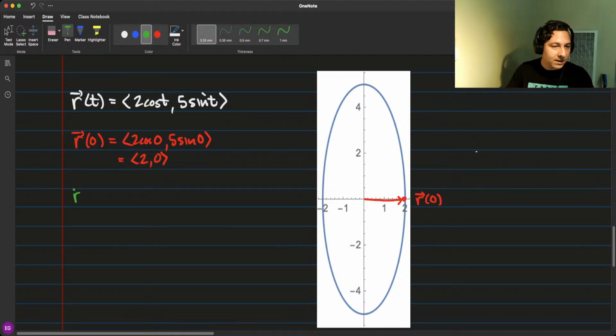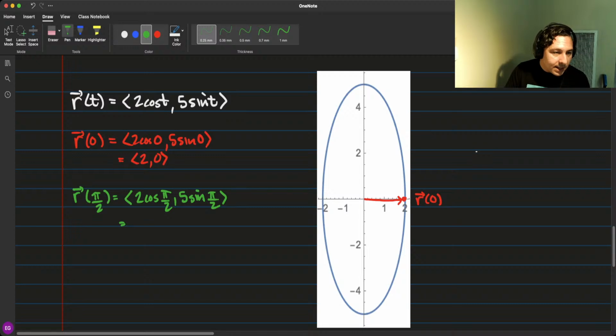Okay, now let's plug in r of pi over 2. If you plug in pi over 2, what are you going to get? 2 cosine of pi over 2, 5 sine of pi over 2. What's the cosine of pi over 2? 0. So you get 2 times 0. And what's the sine of pi over 2? 1. So you get 5. So you get this vector right here, r of pi over 2.